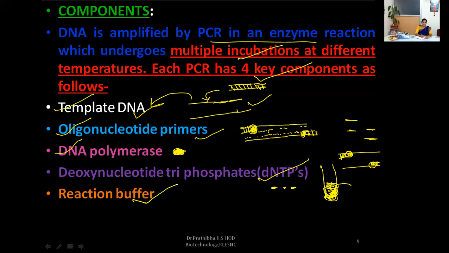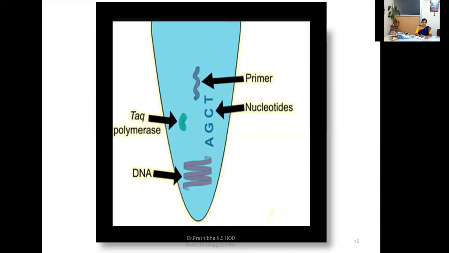Okay, then the most important one, reaction buffer. So all these components will be suspended in the reaction buffer. So this is about the components of the PCR. Now we can see in this particular reaction mixture the presence of DNA molecule. Then you can see the individual nucleotides. Then you need the polymerase enzyme. What kind of polymerase enzyme? This is the Taq DNA polymerase enzyme. I'll come to this later. Just keep it in your mind.